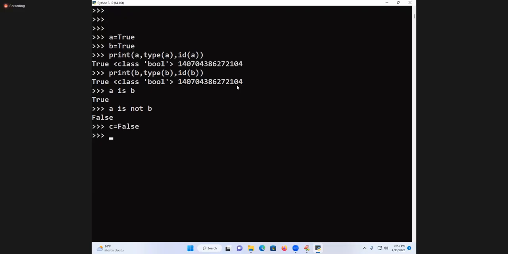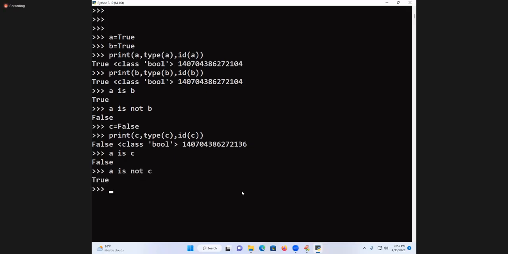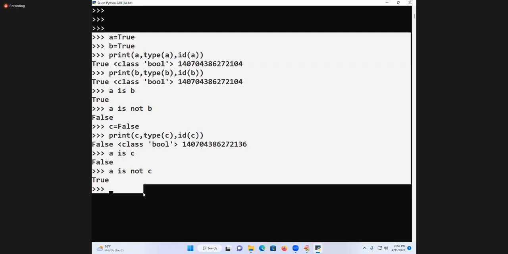For example, C is equal to false. I am taking false. Print C. C's address is different or same? Different. Compared to what? A. Compared to A and B, C is completely different because false is another keyword. A is C, false. A is not C, true. Right, good. So I hope you are following this.